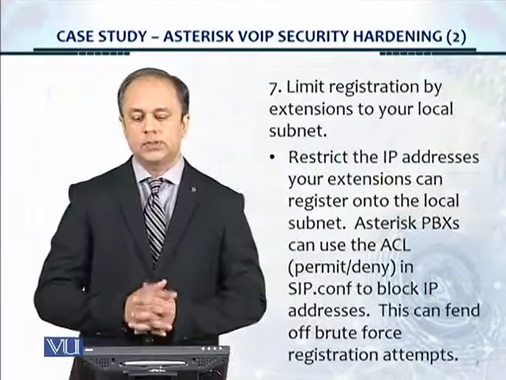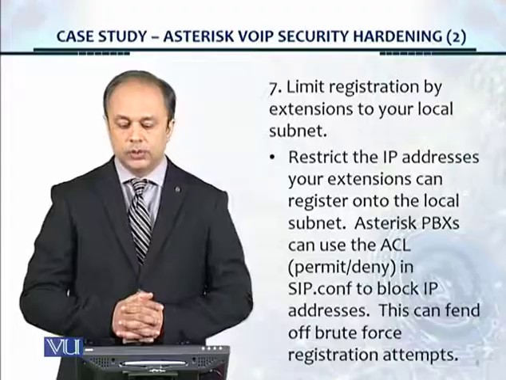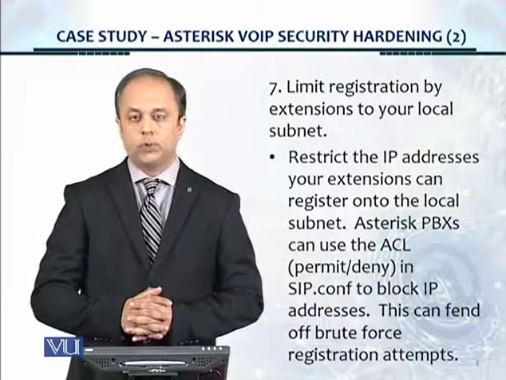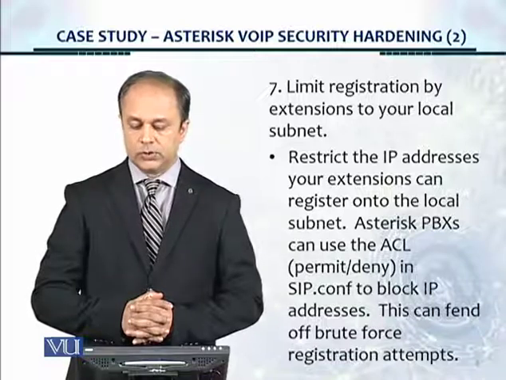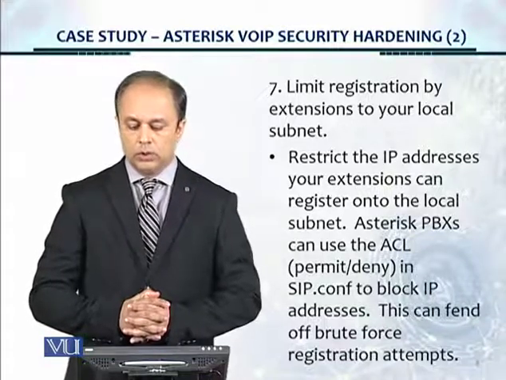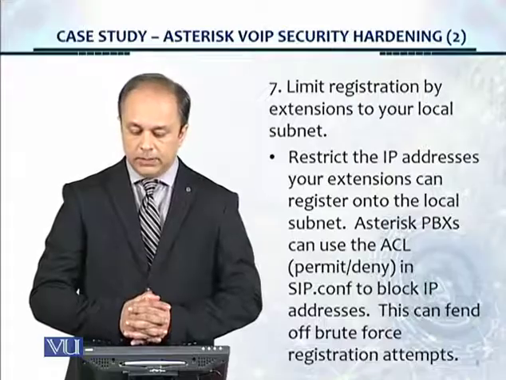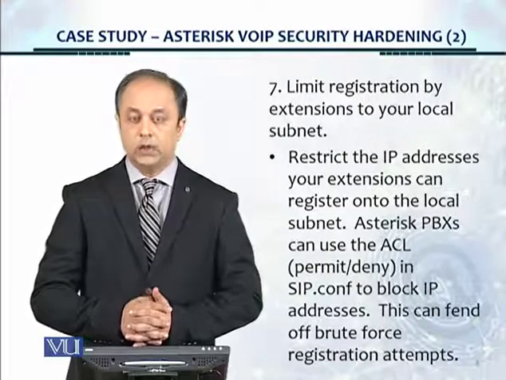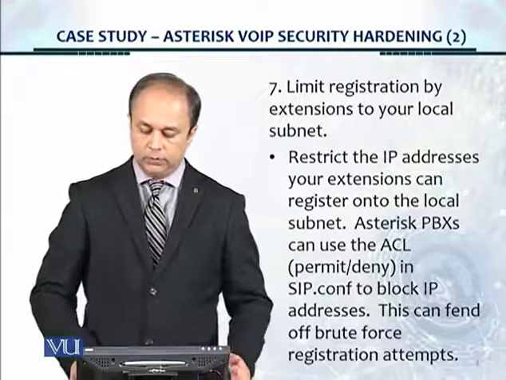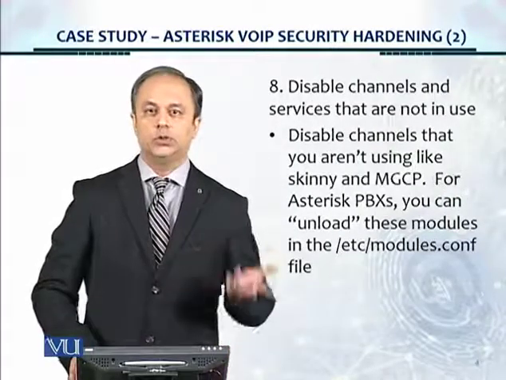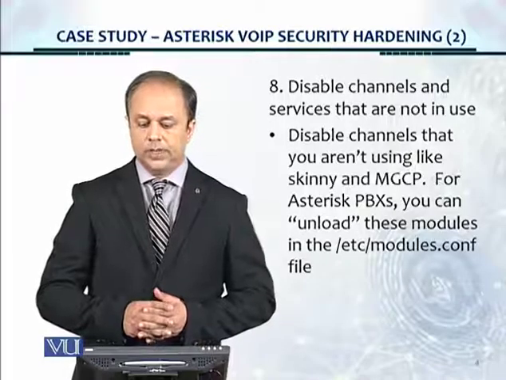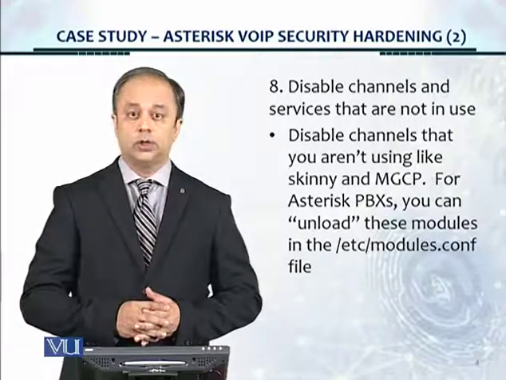Number 7 is limit registration by extensions to your local subnet. This is very important: restrict the IP addresses your extensions can register from to the local subnet. Asterisk PBXs can use the ACL permit and deny in sip.conf to block IP addresses. This can fend off brute force registration attempts, and attempts coming from the wrong IP address or from an attacker.